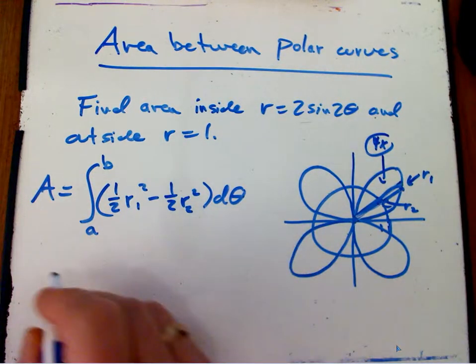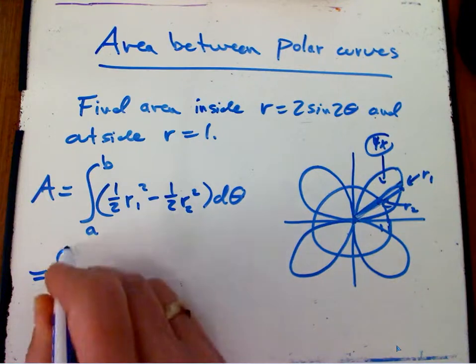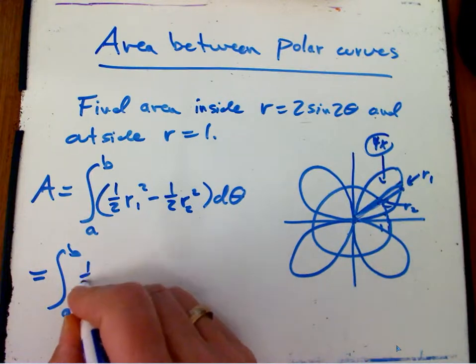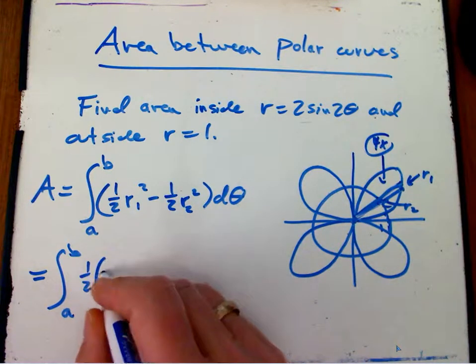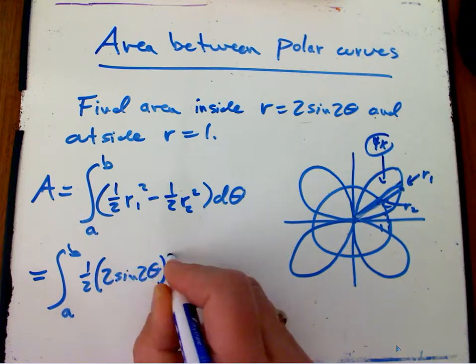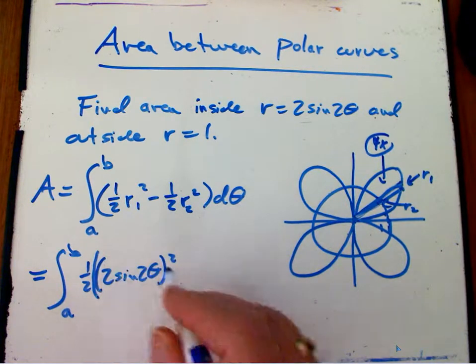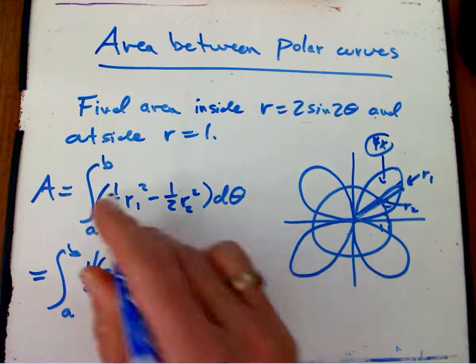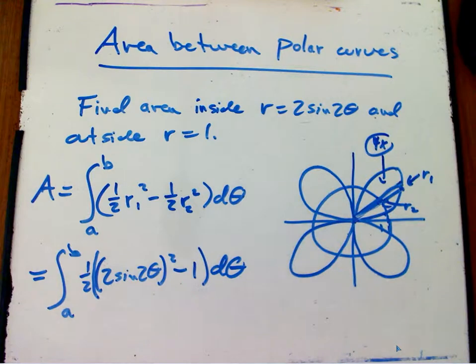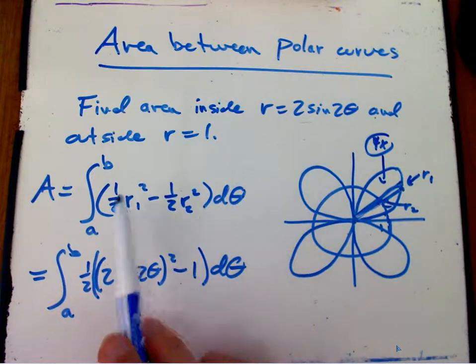In this case, and I'm purposely not filling in the a and b yet because I'm going to need to figure that out from some intersection information, we've got 1/2 of (2 sine 2 theta) all squared, and then I'm going to factor out the 1/2 and then just minus 1. So very similar to area between two curves with y equals f of x, but it's always the 1/2 r squared d theta that you're starting from.